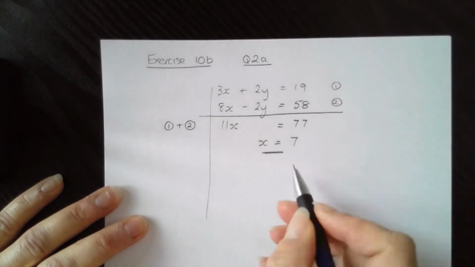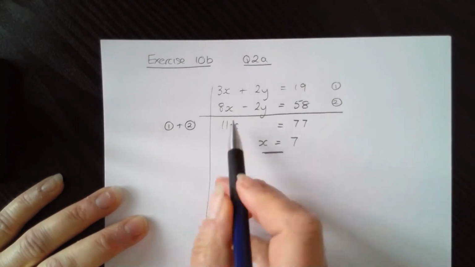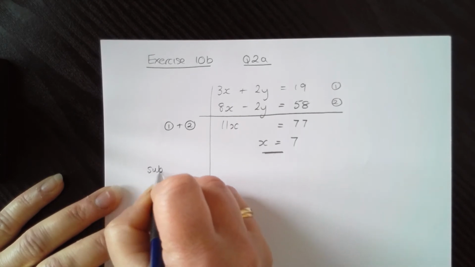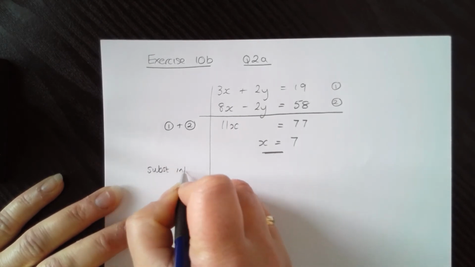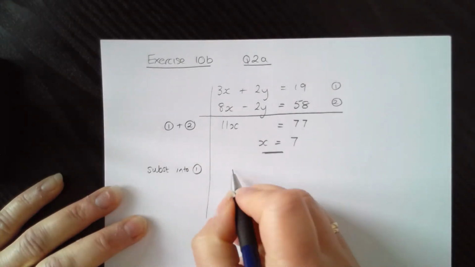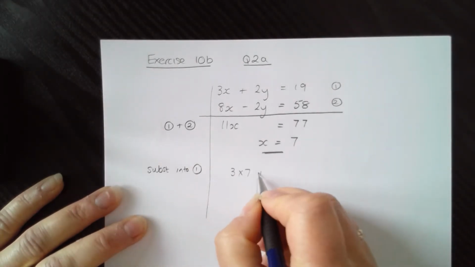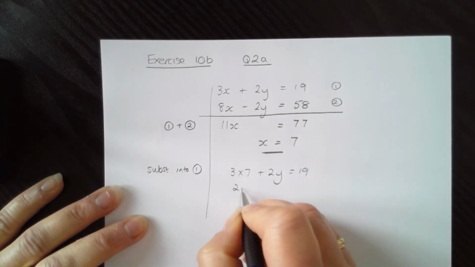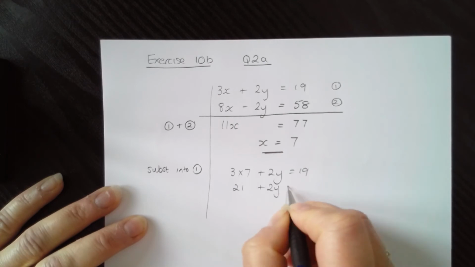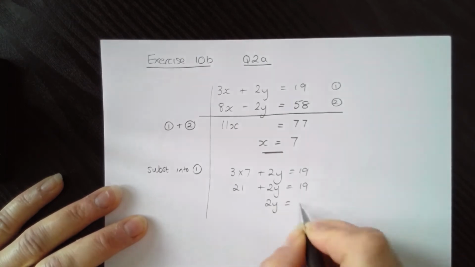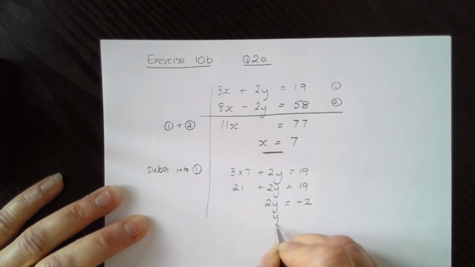And again, I'm going to go into the one that doesn't have the negative sign in it. So I'm going to substitute into 1. So 3x is now 3 lots of 7, plus 2y is equal to 19. So 21 plus 2y equals 19, which means that 2y must be negative 2 and y is negative 1.